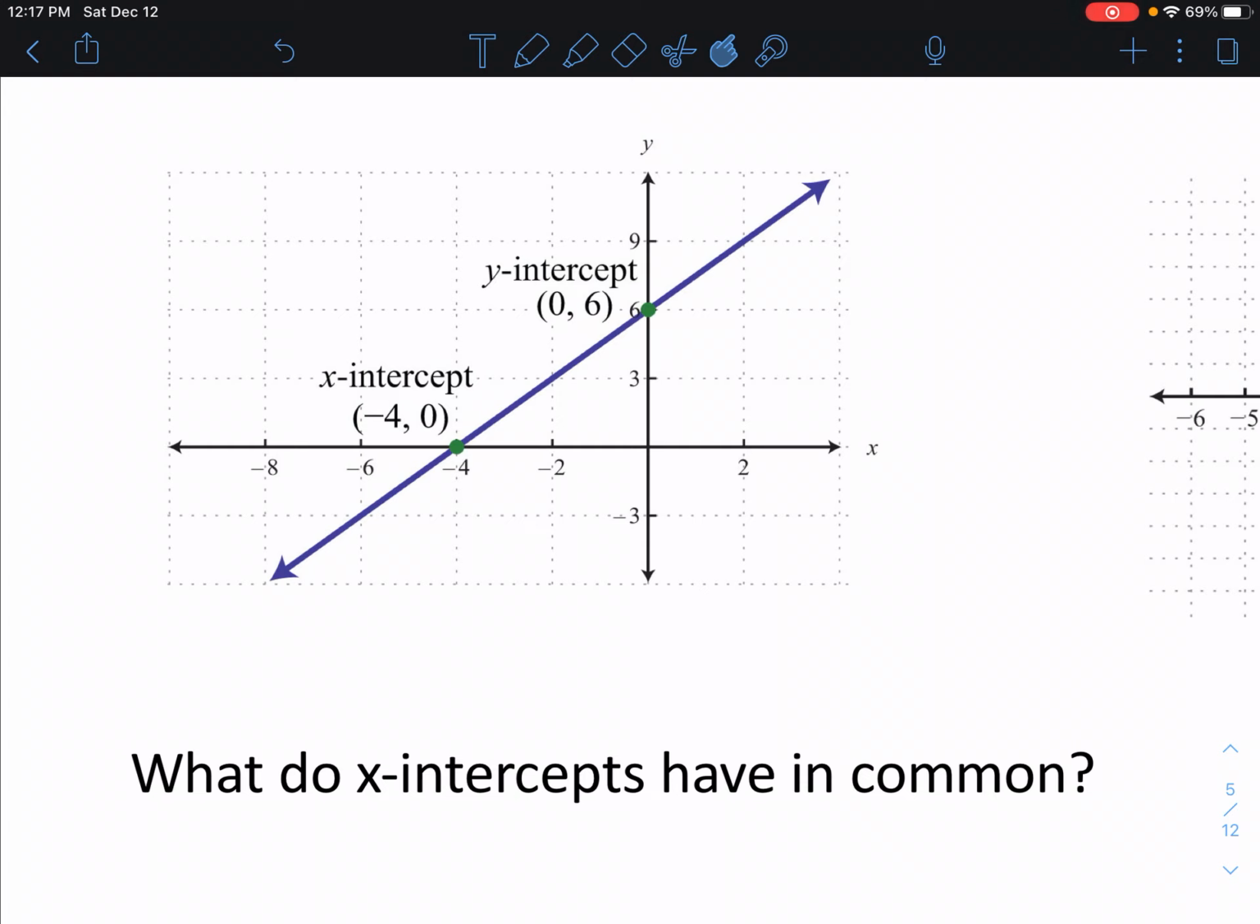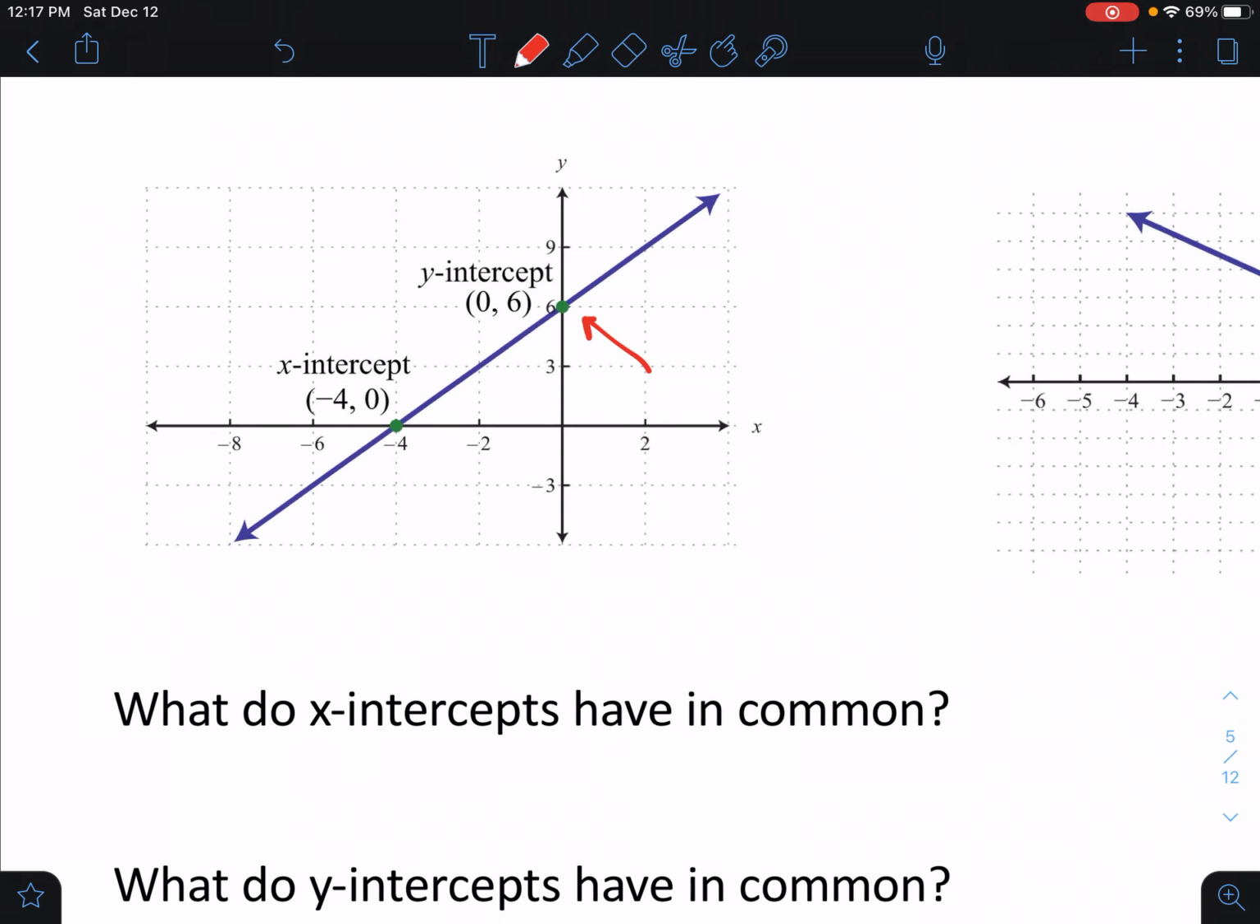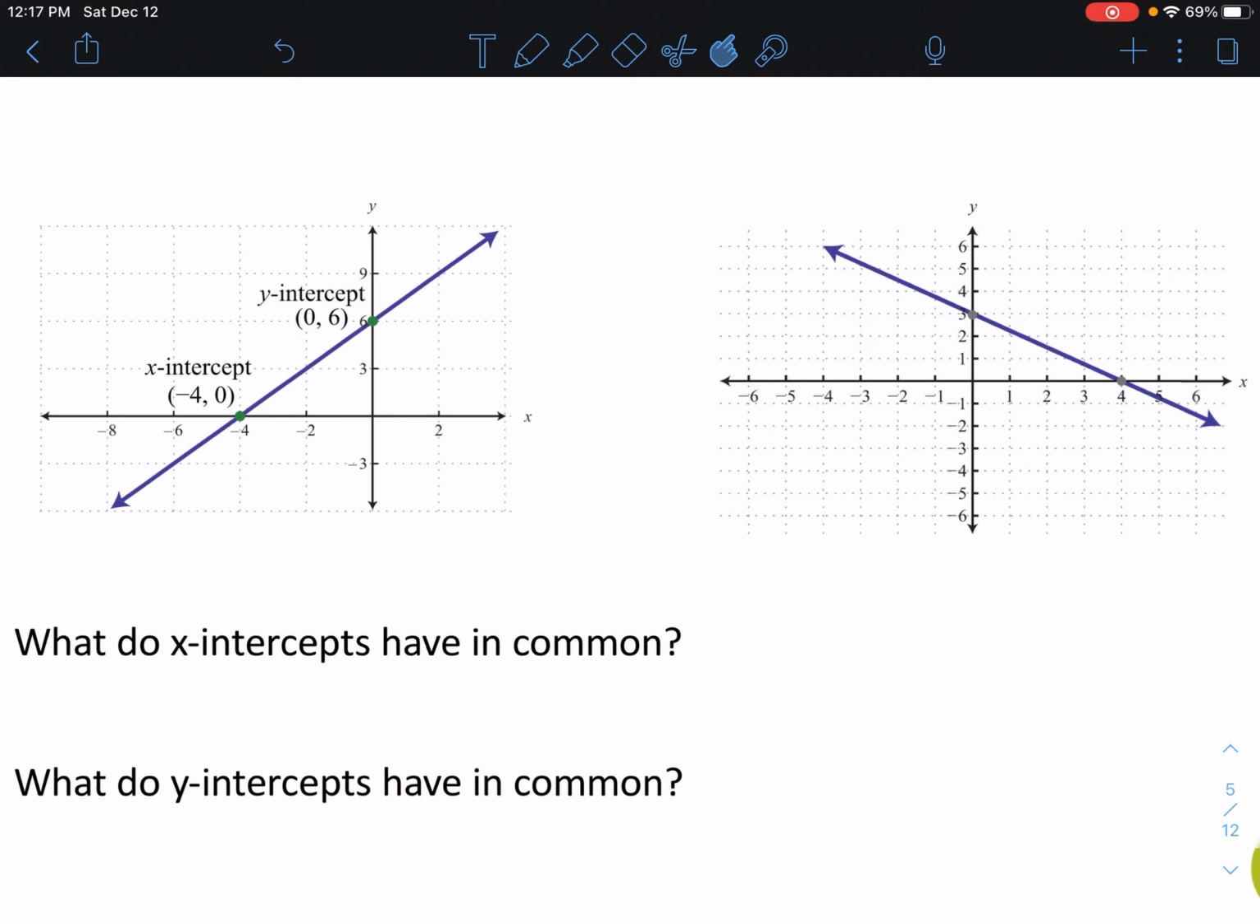So x-intercept is where the graph crosses the x-axis. You'll notice here this graph crosses the x-axis at -4, so that's the point (-4, 0). All right, and then this is the y-intercept right here. This is where the graph crosses the y-axis. Well, and that's at 6, so (0, 6). If I know those 2 points, I can draw a line. All I need is 2 points to draw a linear function, right? So ours is a line.